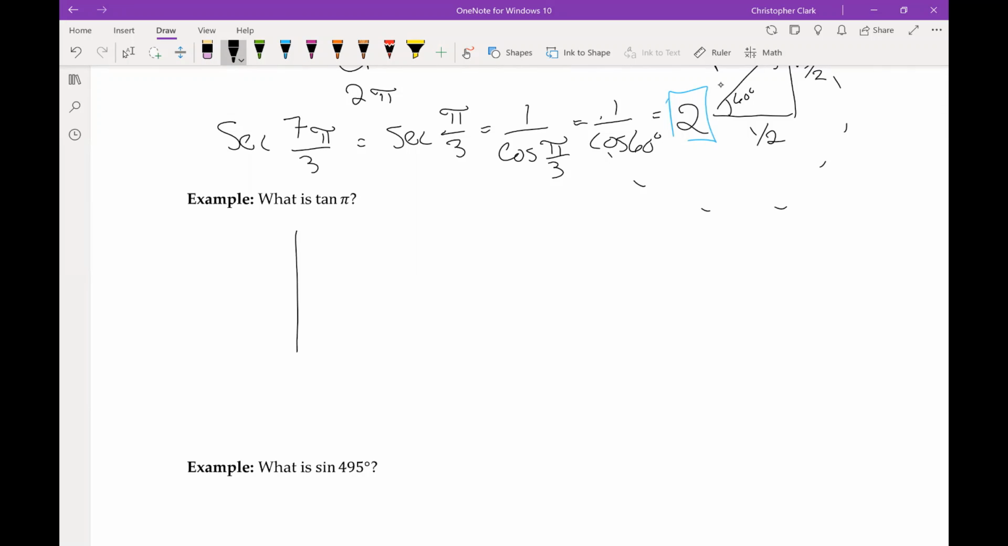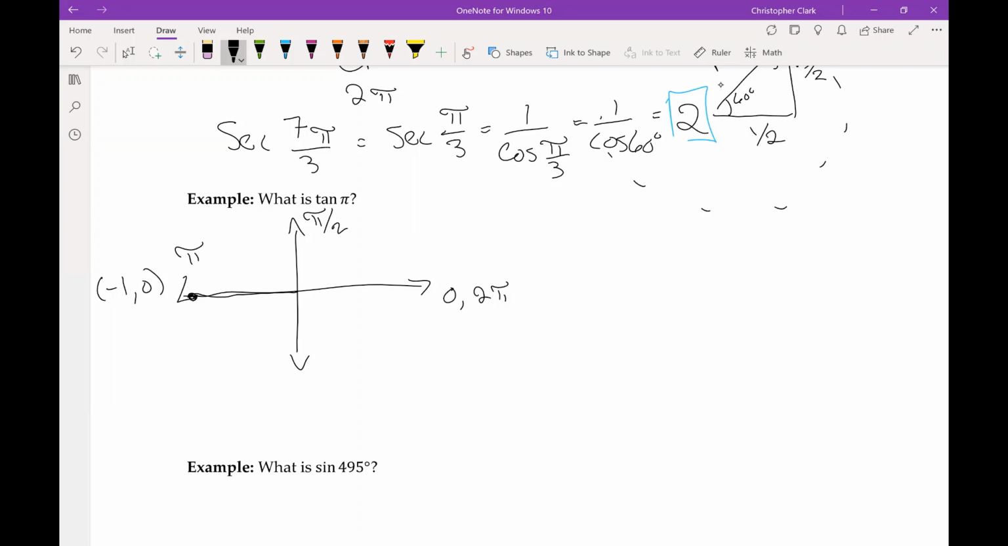Well, tangent of pi, let's see if we can remember. This is 0 and 2 pi, and this is pi over 2, and this is pi. All right, fantastic. So with pi, this hypotenuse, which is the radius, is sitting directly on the x-axis. So we had to move -1 in the x-axis and 0 in the y-axis.